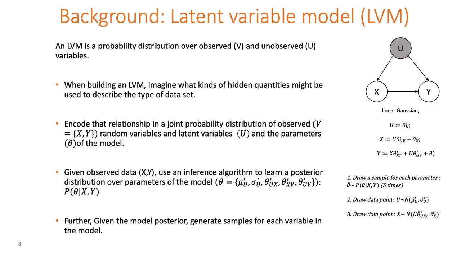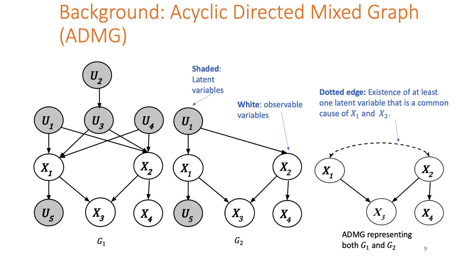For example, now that we have a posterior over the parameters theta, we draw a sample for each parameter. Then we draw a data point for u, and then we draw a data point for x based on what we drew for u in the previous step, and then finally we draw a data point for y given the data point that we drew for u and x in the previous steps.